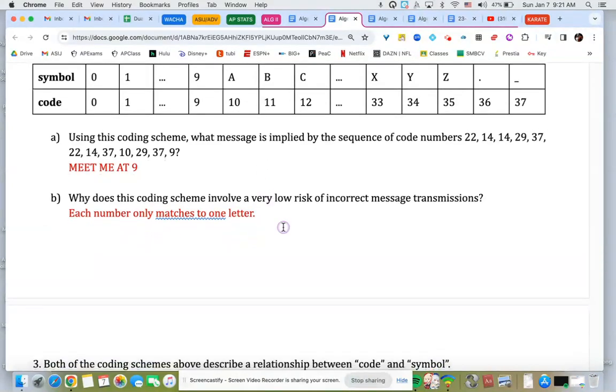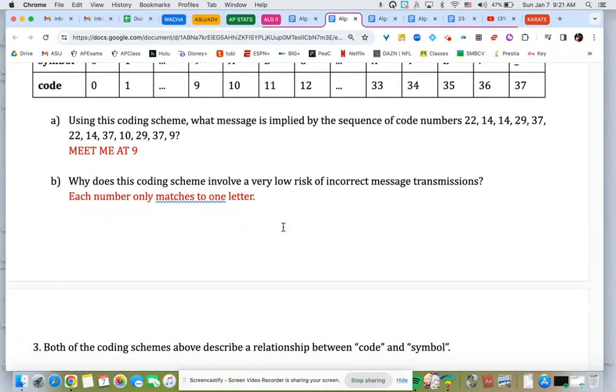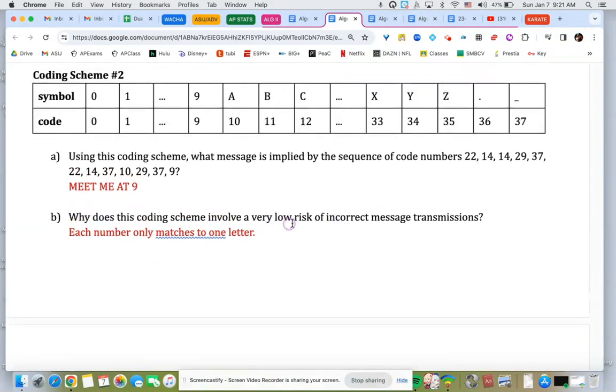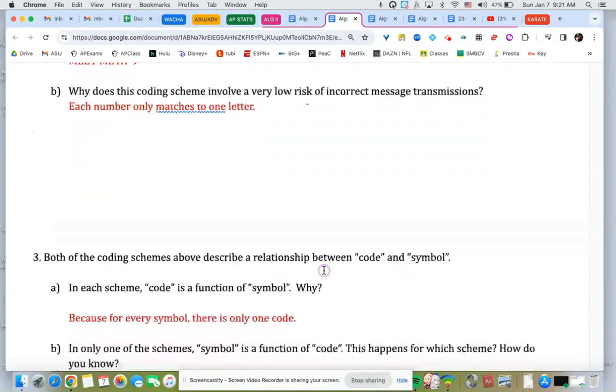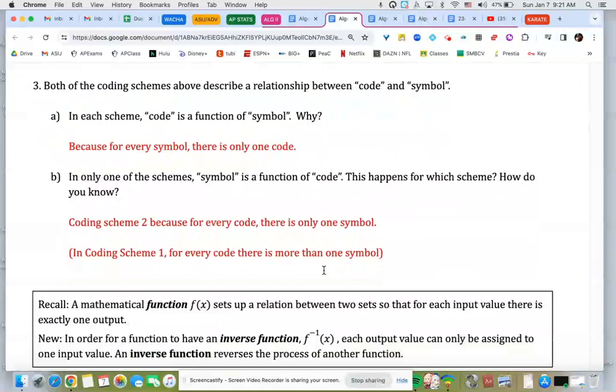Okay, starting to wrap your mind around what an inverse is a little bit. Yeah, we're going backwards. This has a low risk of being an incorrect message because it matches one number to one letter, right? One number to one letter. So that's why we like that one.